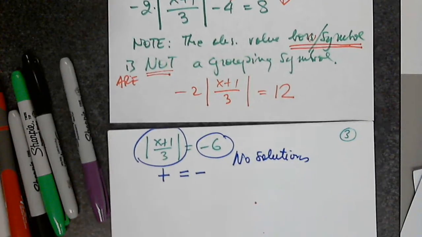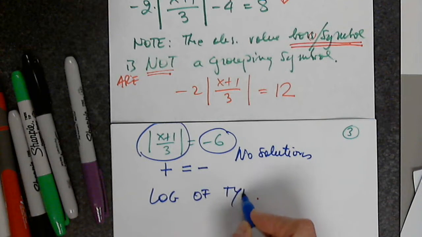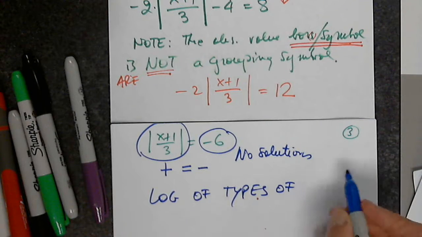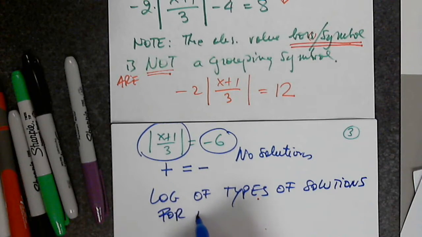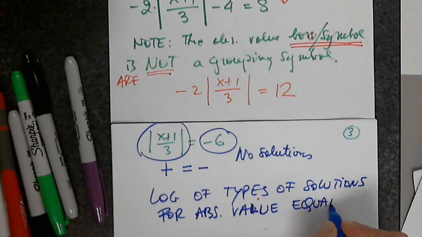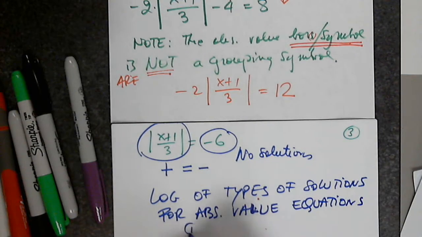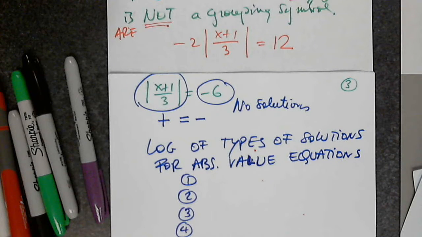I would like to start a log. Log of types of solutions for absolute value equations. And there are 4 possibilities here. Log of types of solutions for absolute value equations.